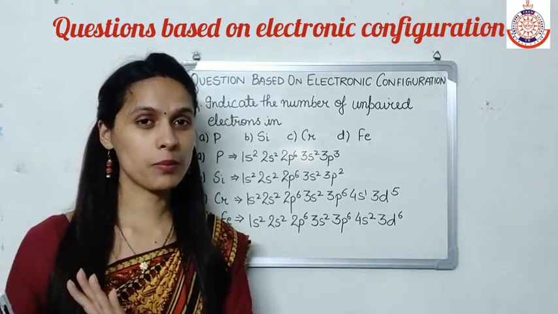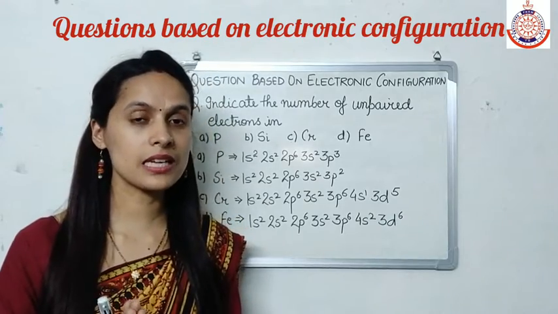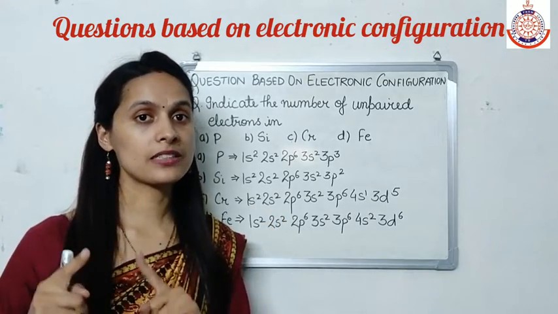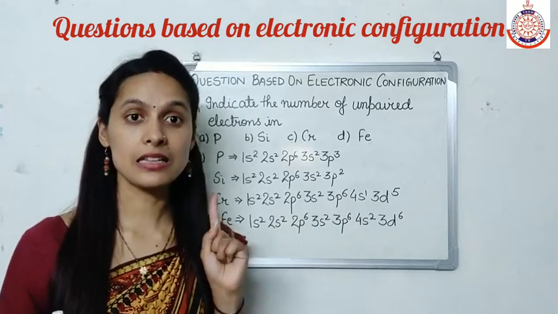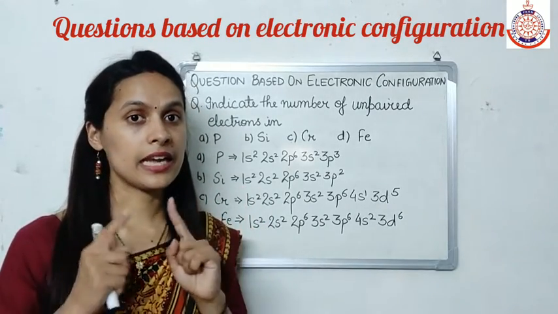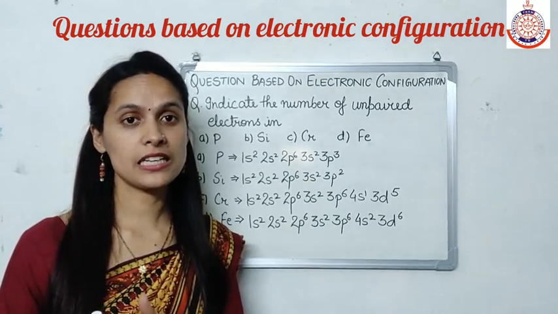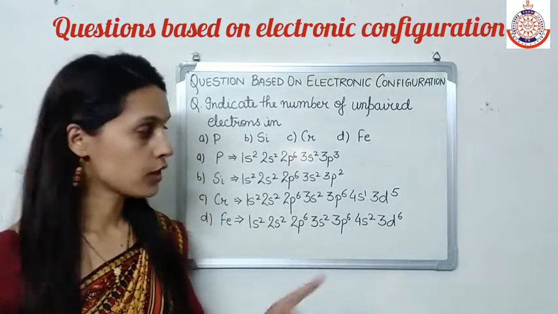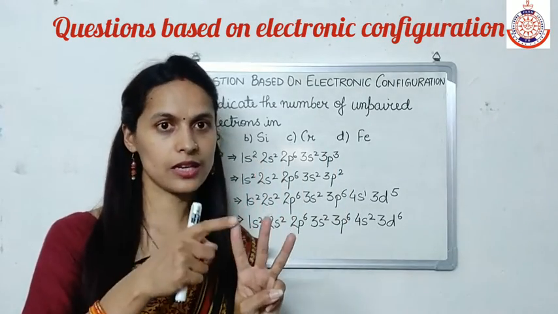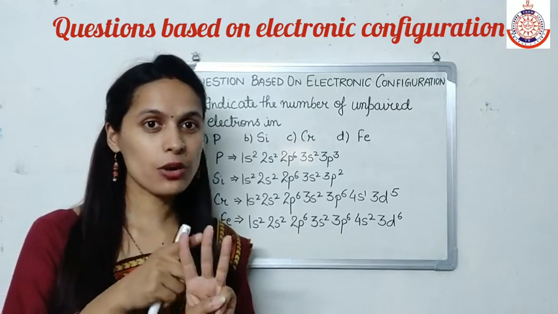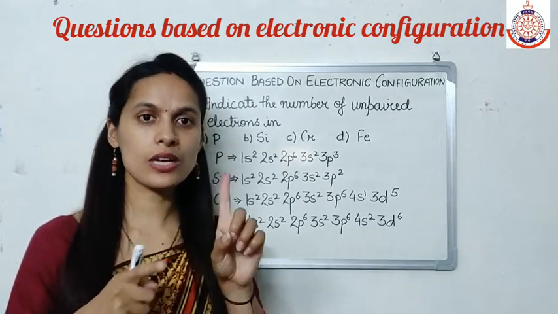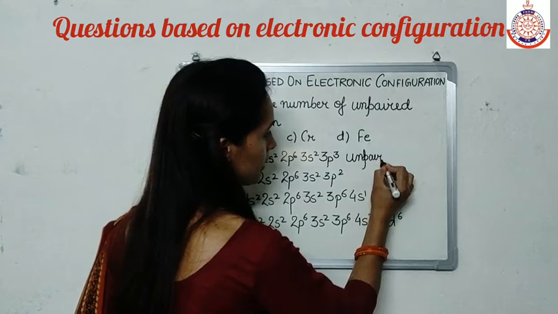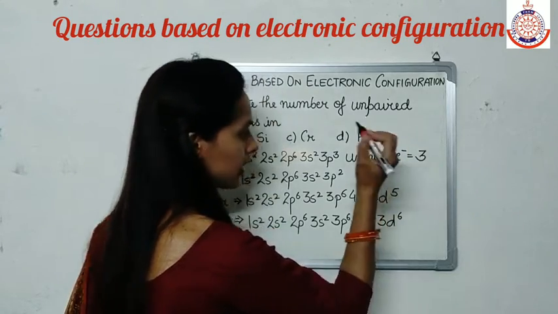According to Hund's rule of maximum multiplicity, if we talk about degenerate orbitals, until all the orbitals are singly filled, no pairing happens in the degenerate orbitals. Clear? So 3 electrons means 3 orbitals, and each orbital is half filled, meaning each orbital contains only 1 electron. So the number of unpaired electrons is 3.